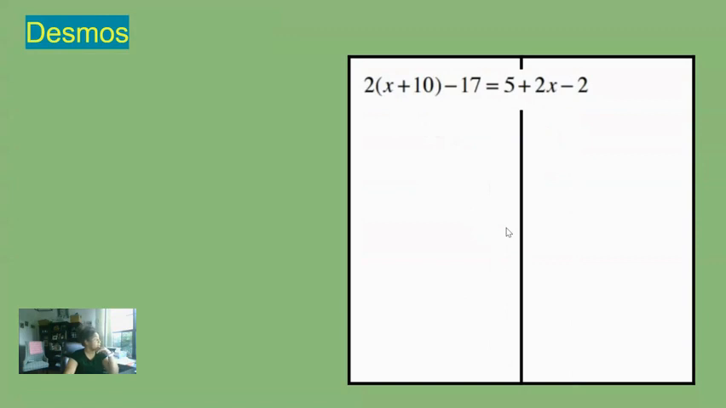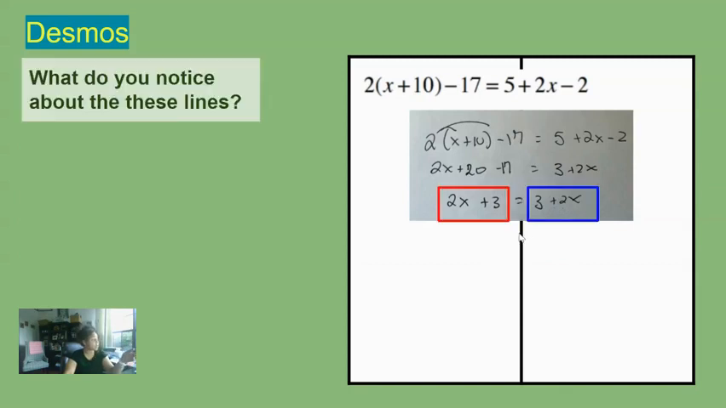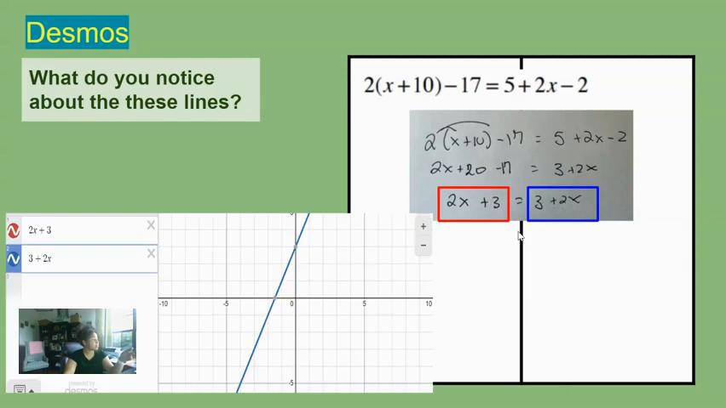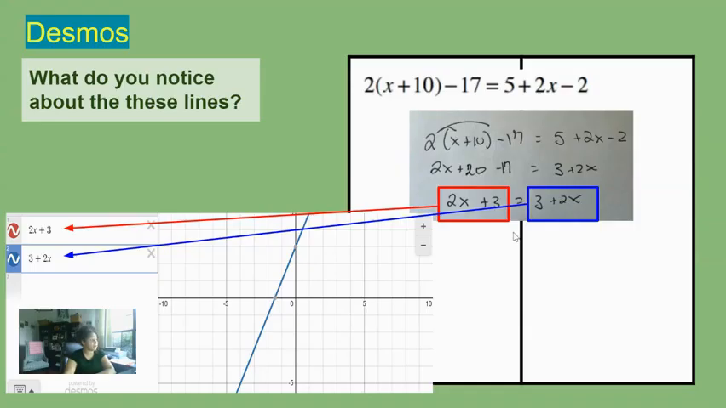Okay? Then here, we're going to solve this. And then once you simplify it to this point, like right here, I want you to put it in Desmos and tell me what you see. Okay? Explain to me what you see in Desmos. You would notice that they're the same line. And because they're the same line, this is going to be all real numbers.